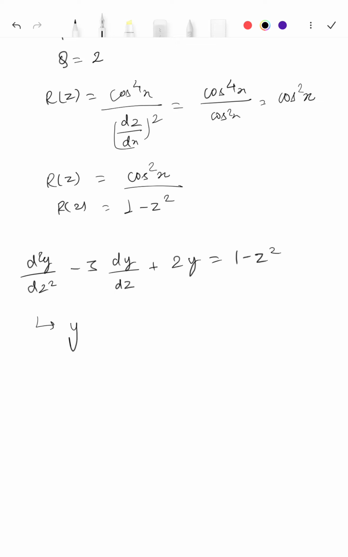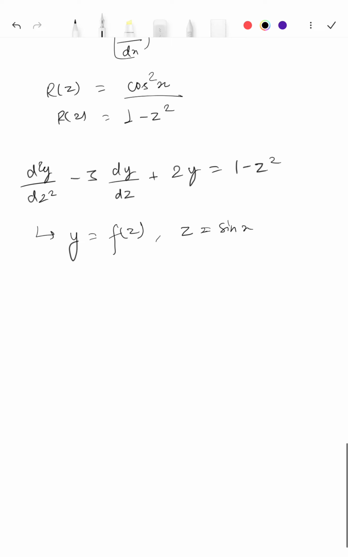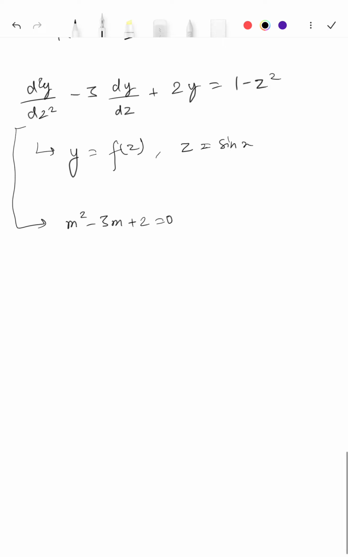We will find y as a function of z, and then we will substitute z equals sin x there. This is our roadmap. Okay, so now let's solve this equation. To find the homogeneous solution, we get m square minus 3m plus 2 equals 0. What is m here? m equals 1, 2.